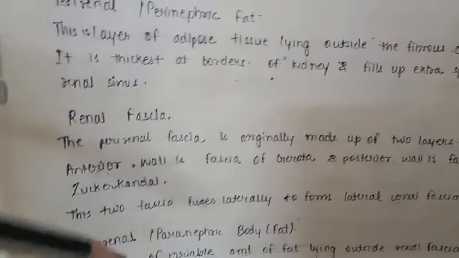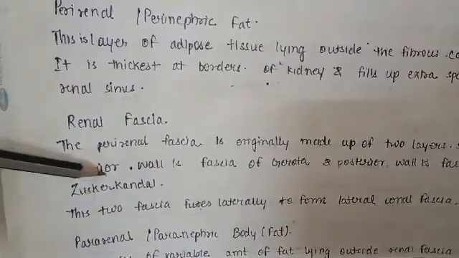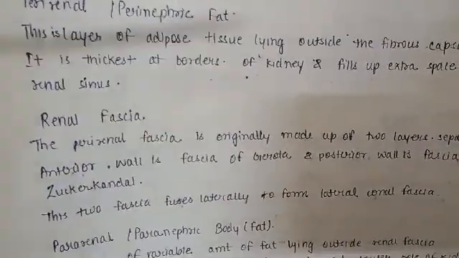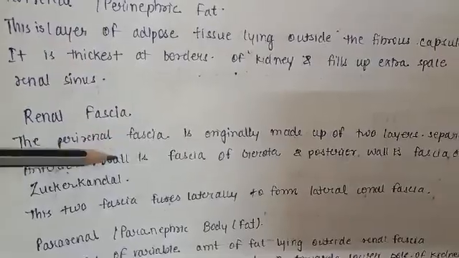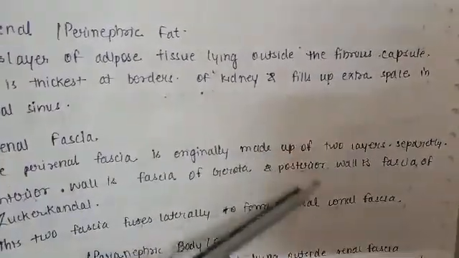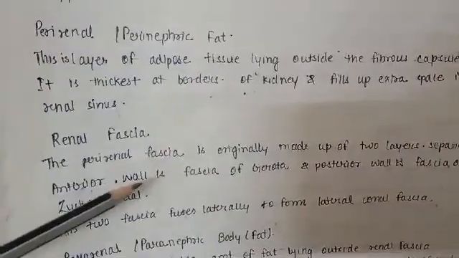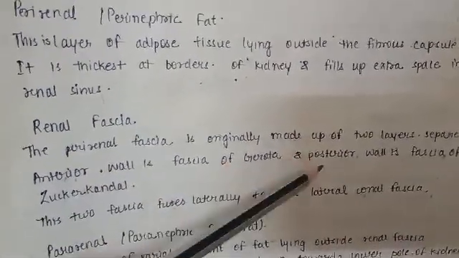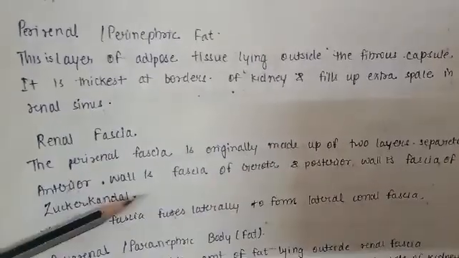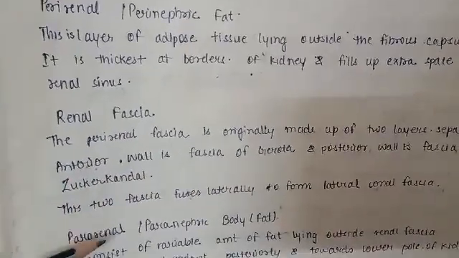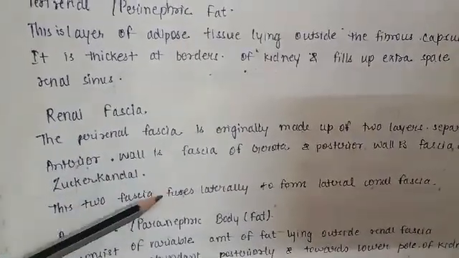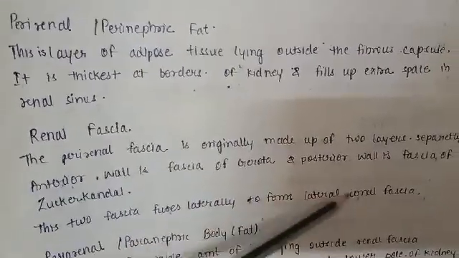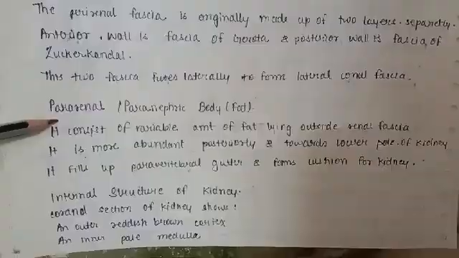Next is the renal fascia, also known as the perirenal fascia, which is originally made up of two separate layers. Anteriorly, it forms the fascia of Gerota, and the posterior wall forms the fascia of Zuckerkandl. And these two fascia are fused laterally to form the lateral conal fascia.